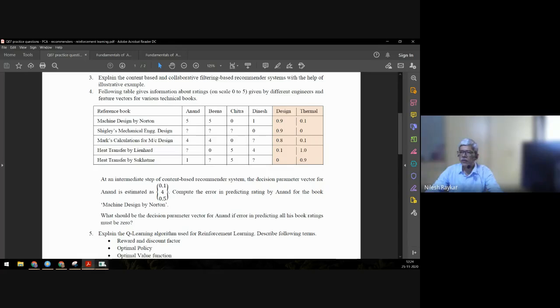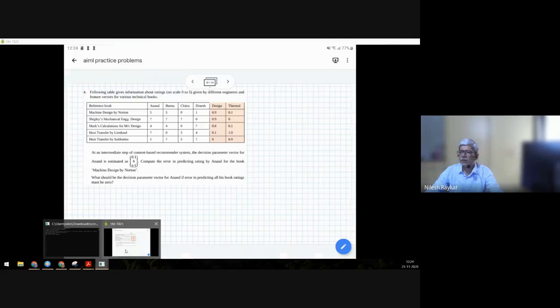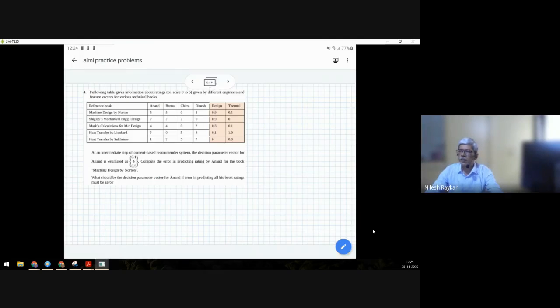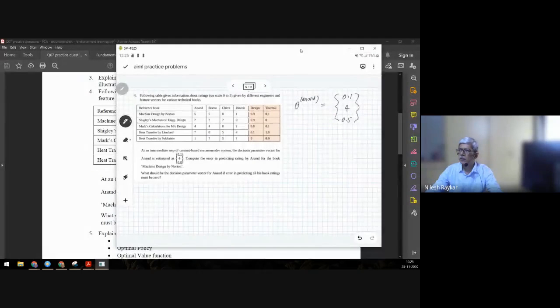Okay, so let me go to our solution sheet. We know that theta for Anand is available to us. It is given as 0.14 and 0.5.